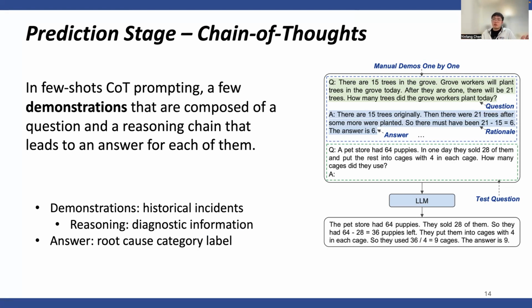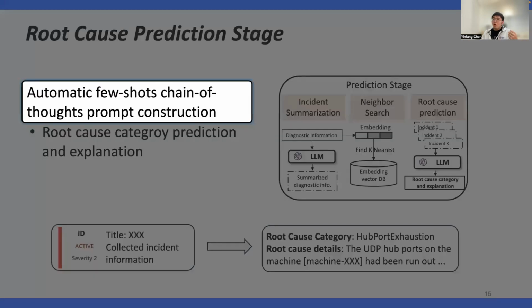So in our context, we feel the historical incidents could just fit into the demonstrations, since we have all of the reasoning steps stored in our database as diagnostic information. And also we have our answer, like the root cause category label. So in that case, we believe the chain of thought is a natural fit for our RCA Copilot. Okay, however, doing the automatic COT prompt construction is not that easy.